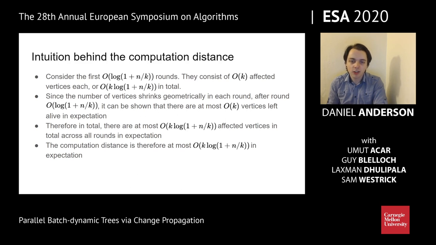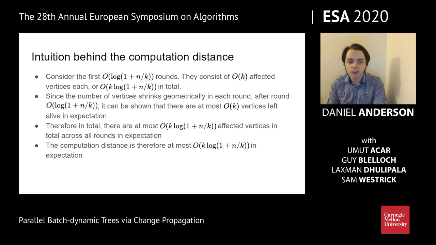Now, we can once again use the Miller and Reif analysis and the fact that the number of vertices shrinks geometrically in each round to show that after order log(1 + n/k) rounds, there are at most order k vertices left alive in total in the entire tree in expectation. Followed by the fact that the number of vertices is shrinking geometrically, there are at most order k vertices left alive in total in all subsequent rounds.